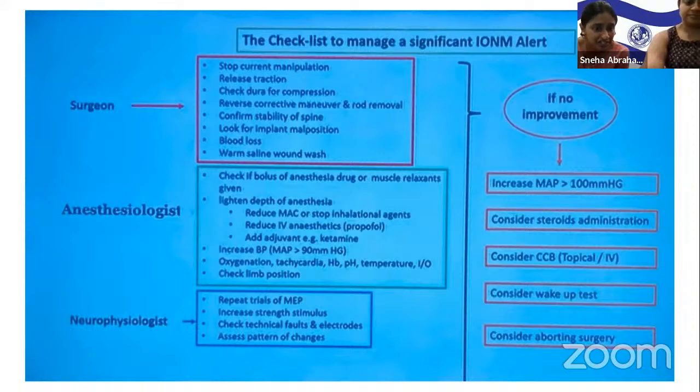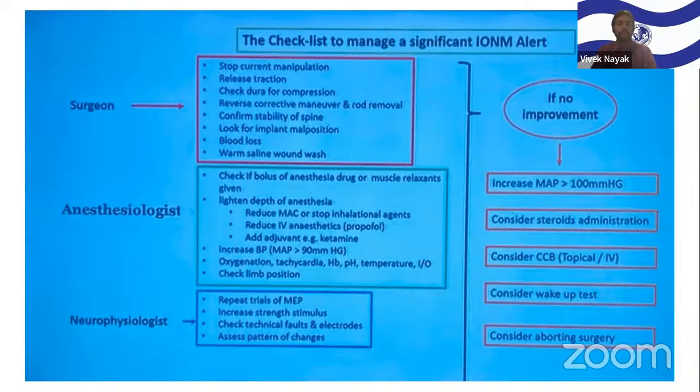We ask them to check if there are any technical faults, or any dislodgement of the electrodes, or if they are incorrectly placed. And we ask them to assess the pattern of changes in the evoked potential. In spite of all this intervention by these 3 teams, if we assume that irreversible neuronal damage has occurred, we go ahead with increasing the mean arterial pressure to more than 100 millimeters of mercury. We consider administration of steroids or calcium channel blockers either topically or intravenously. We consider waking up the patient and performing a wake-up test, or we can consider aborting the surgery.